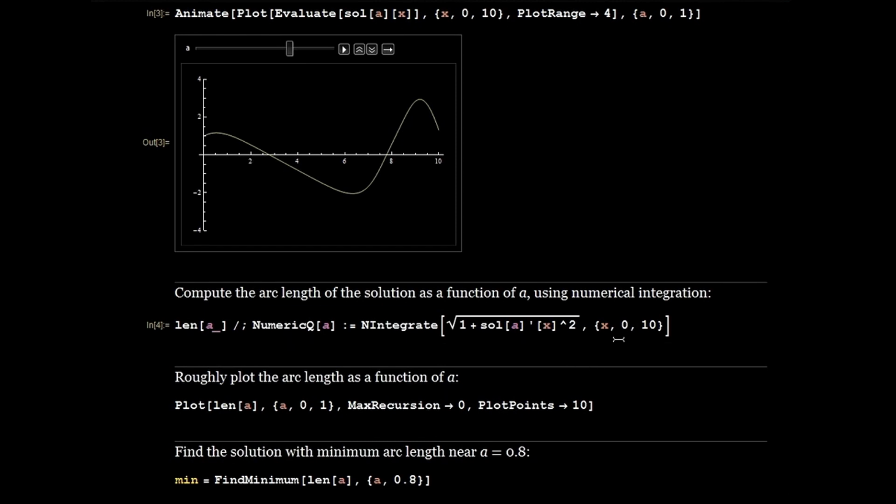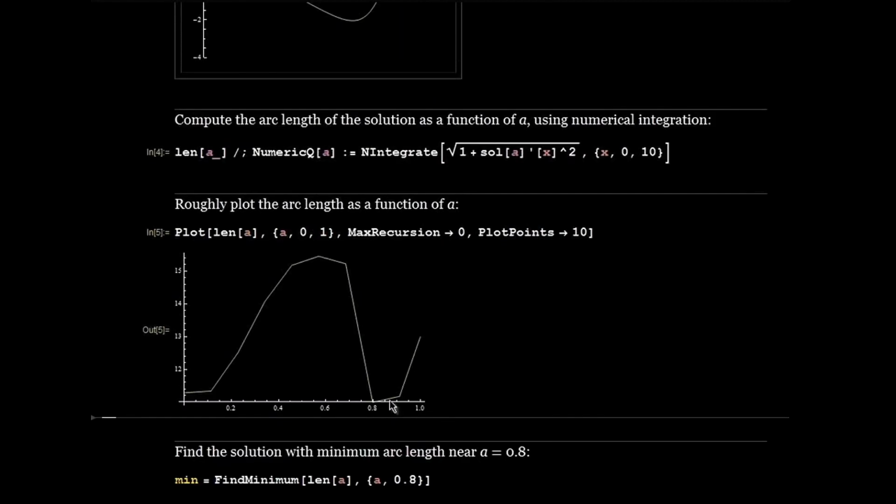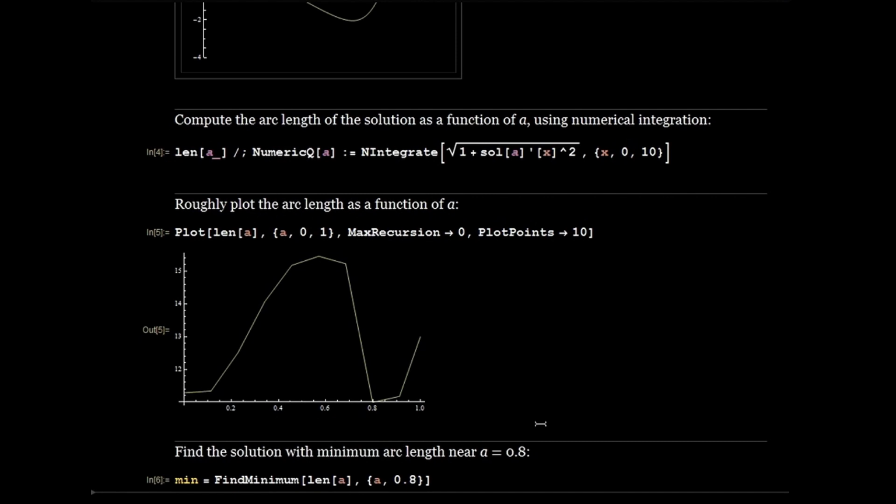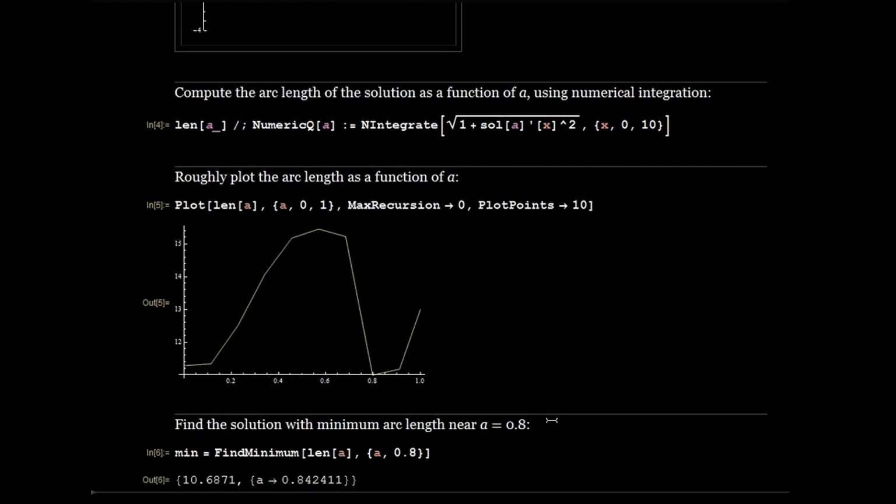If we plot the arc length as a function of the parameter a, you can see that there's a local minimum somewhere near a equals 0.8. And we can go ahead and use FindMinimum on our function len of a to find the precise location of that minimum. And in order to get this result, by now we've used a FindMinimum of an NIntegrate of an NDSolve.